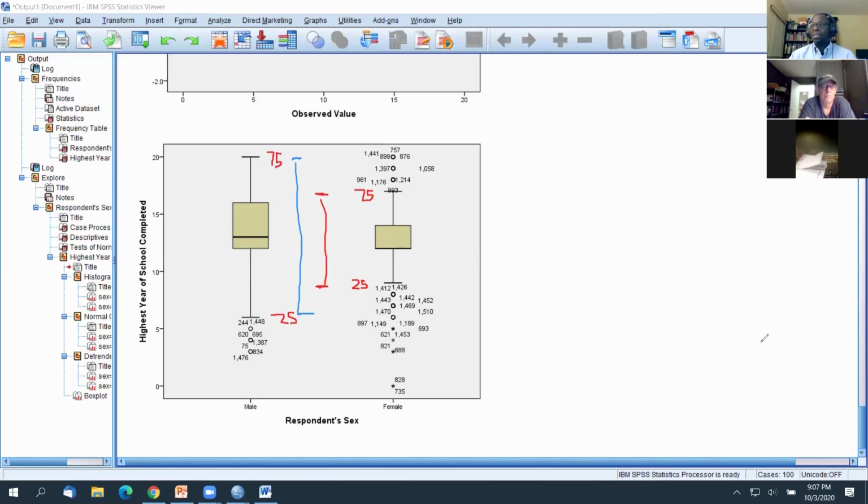Do you see that? Does that make sense? The spread of the data is not similar for males and females, okay? So when we actually run the test of homogeneity of variance, we're going to see that there's a violation because there are sizable differences in the spread of the data. Does that make sense? Okay.